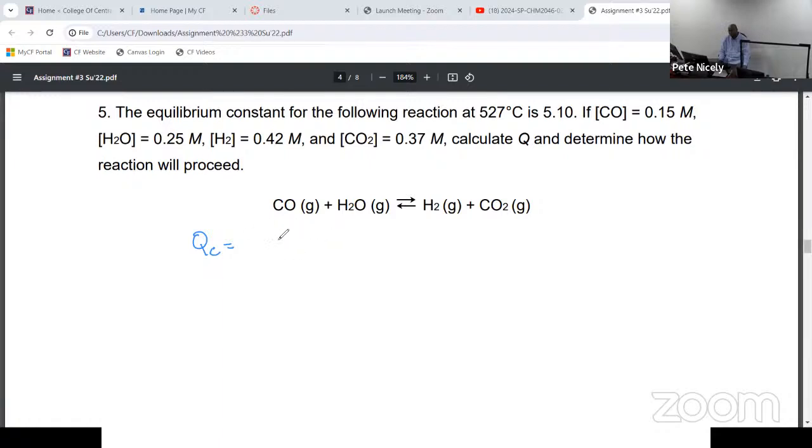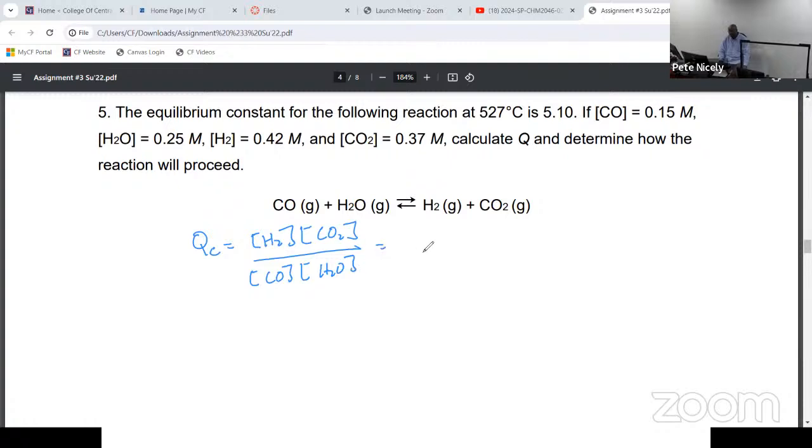Let's write down the equation first before we put the numbers in. What's the equation? Based on this equation here, what's the mathematical equation for QC? QC is equal to what? Well, the concentration of H2 times CO2, divided by... okay, very good.